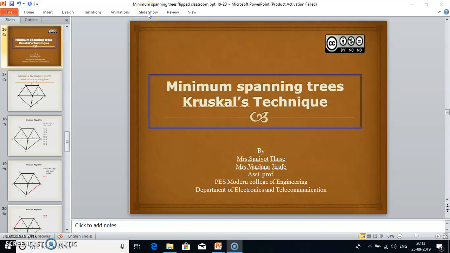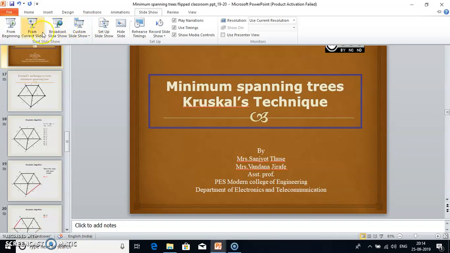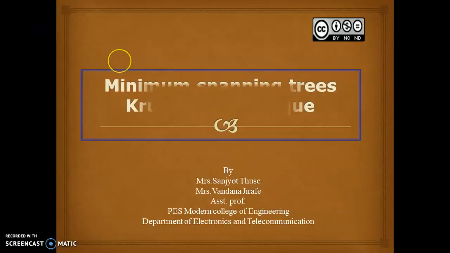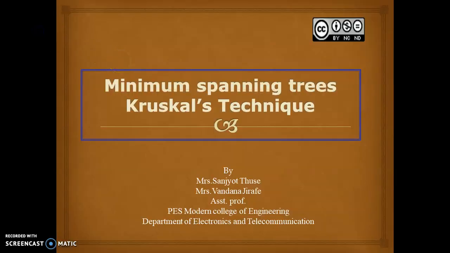Hello students. In the previous video, we saw how to form a minimum spanning tree using Prim's technique. Now in this video, we will see how to form a minimum spanning tree using Kruskal's technique.